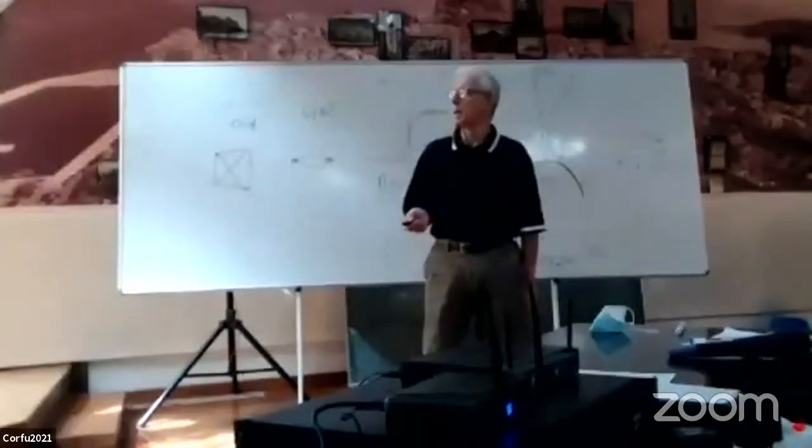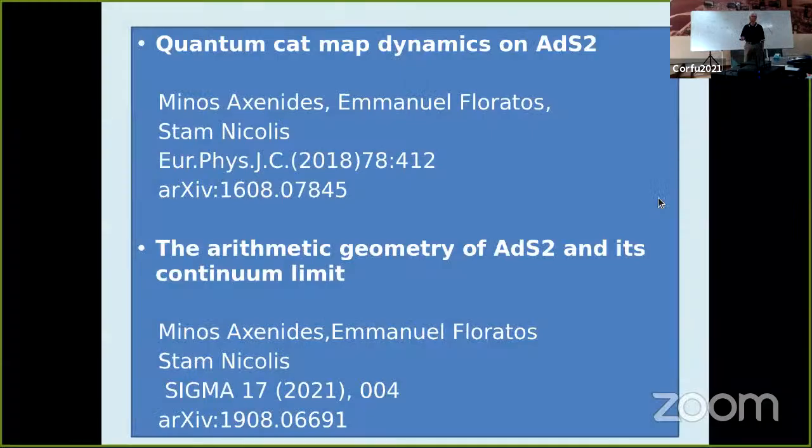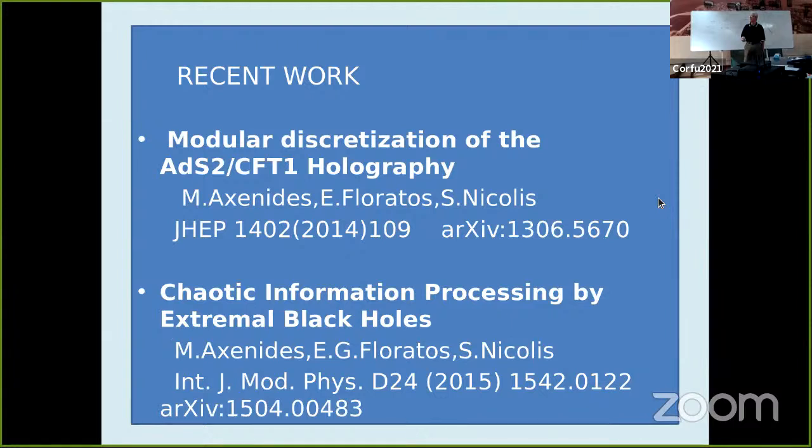Okay, apparently there is a problem with the transmission to Zoom of the slides. So we can see the slides here, but it was not visible so far. Is it now? Mm-hmm. Okay, now it's okay. Okay, so we okay, but since the audio was okay, I think we can just continue.